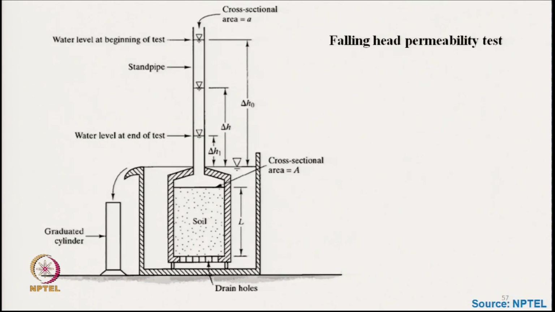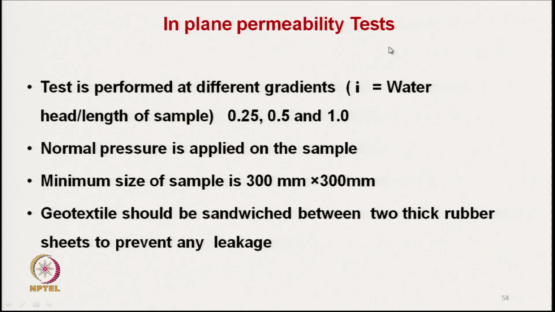Another characteristic is that this is the falling head permeability tester. It is a cross plane permeability test, where the water is allowed to pass through the plane of the fabric, that is the geotextile.